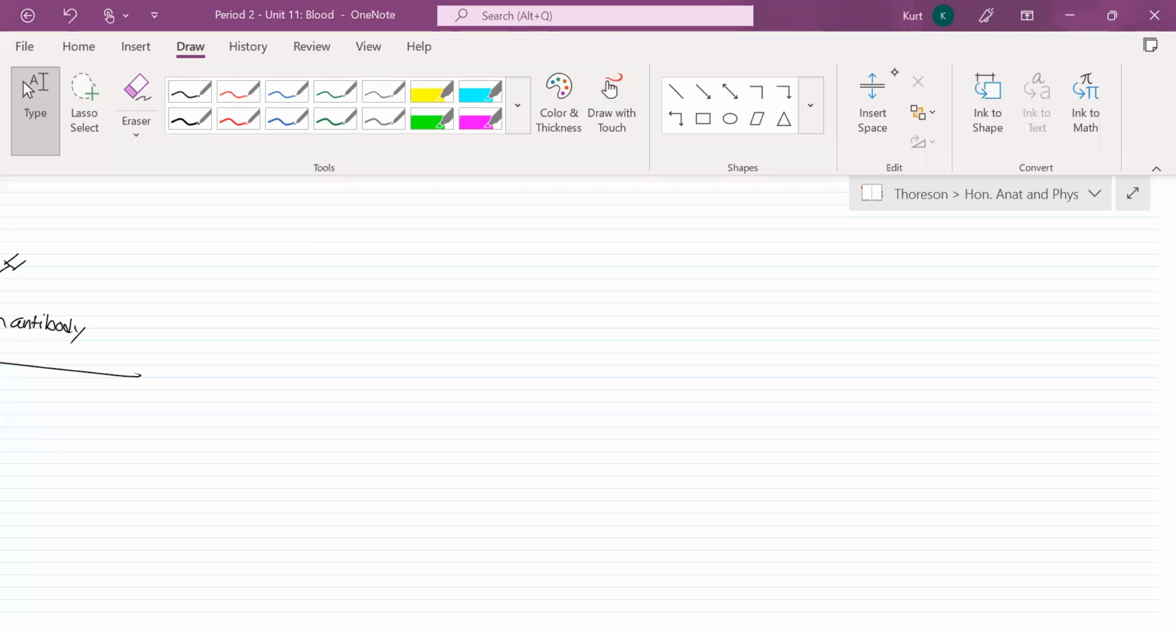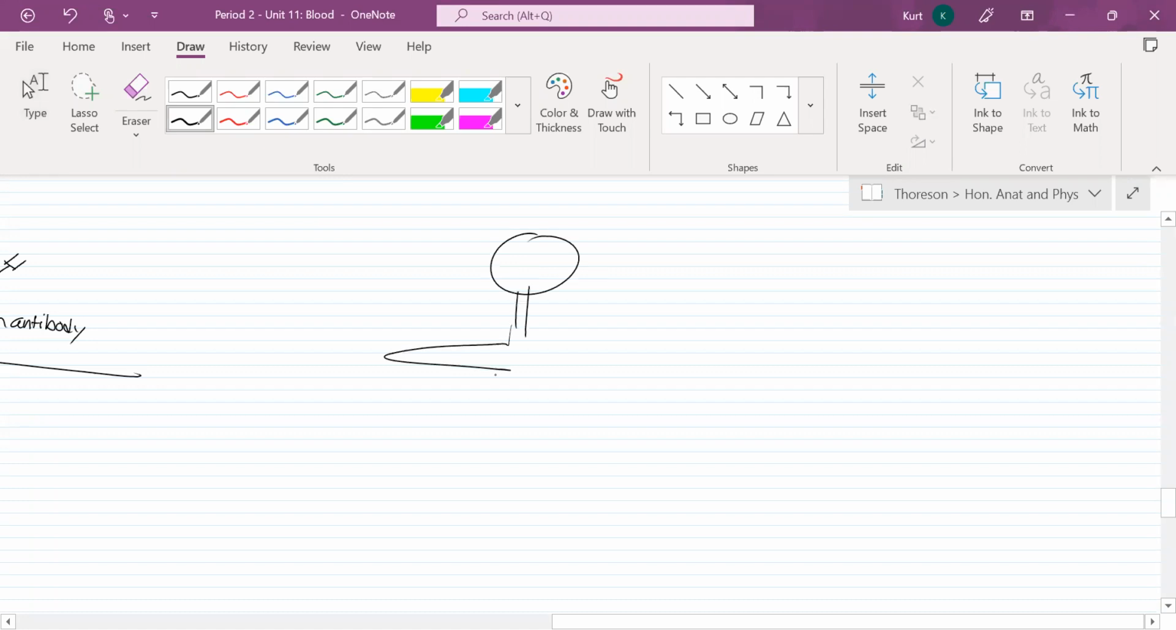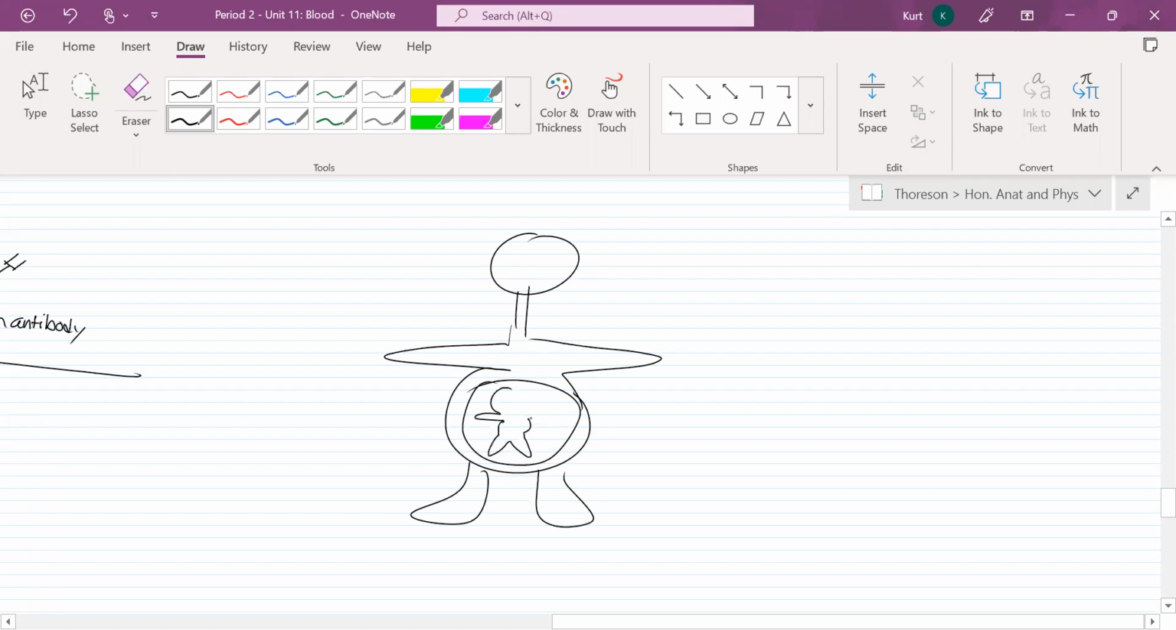So sometimes, in mothers particularly, they can have a different blood type than the fetus inside. So let's say we have a woman, and she's pregnant. I can't draw pregnant women very well. Sorry. Now, here's the baby inside. A goofy looking baby.